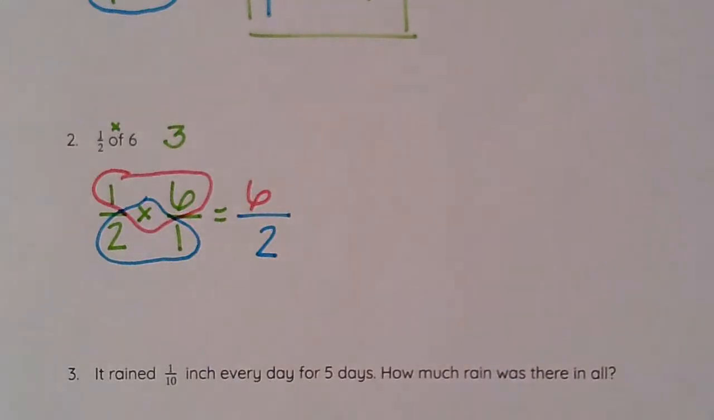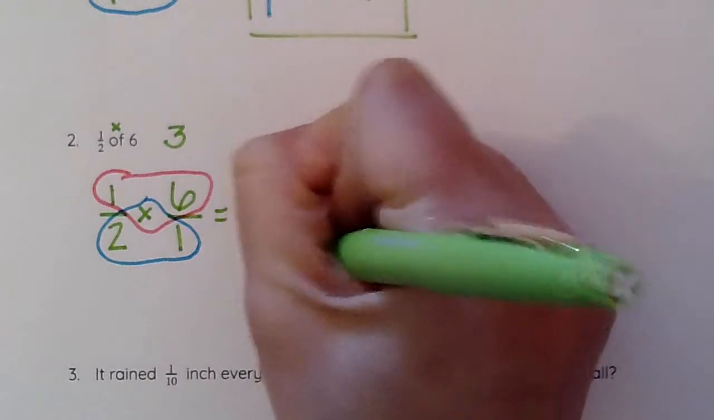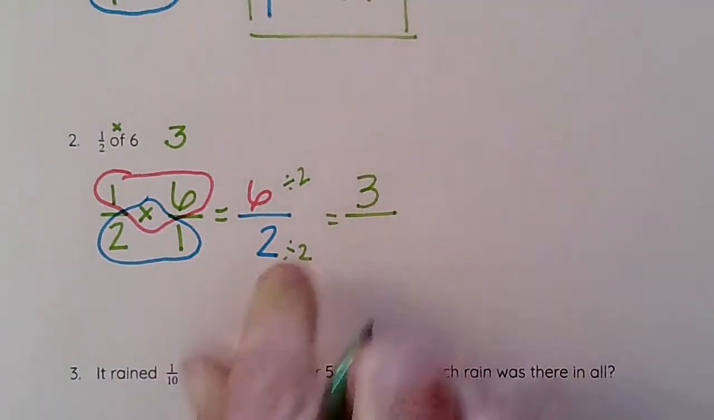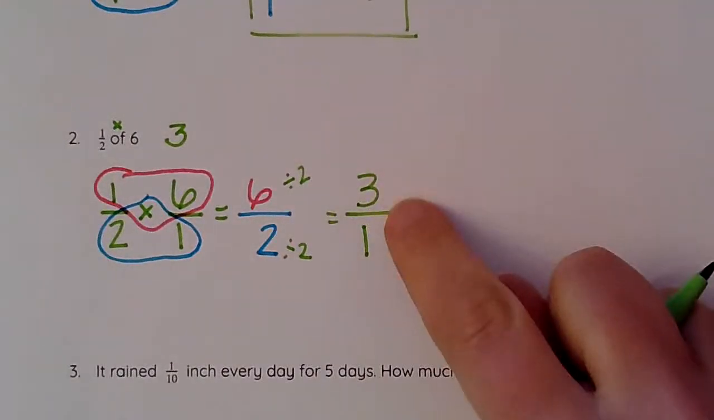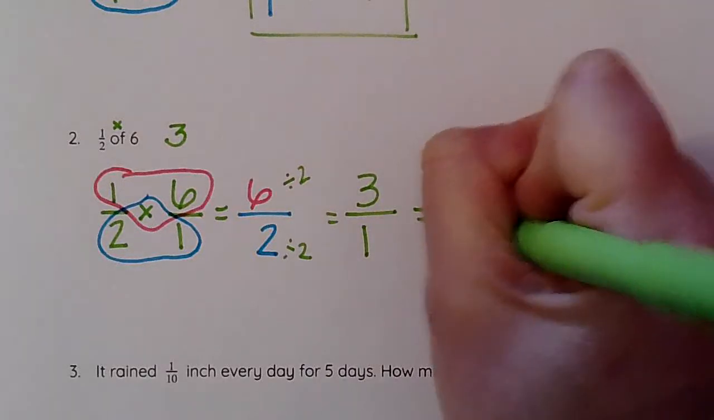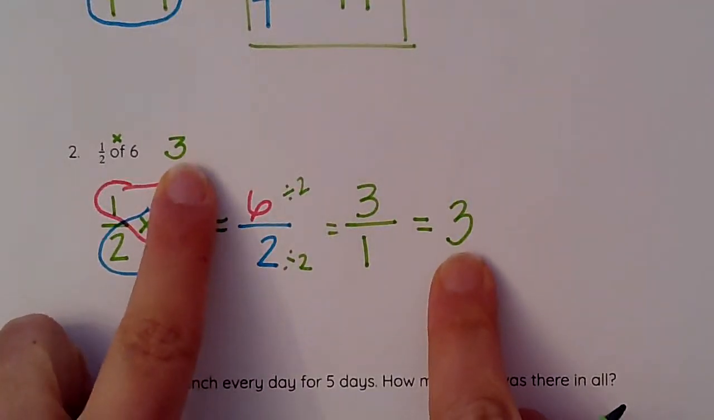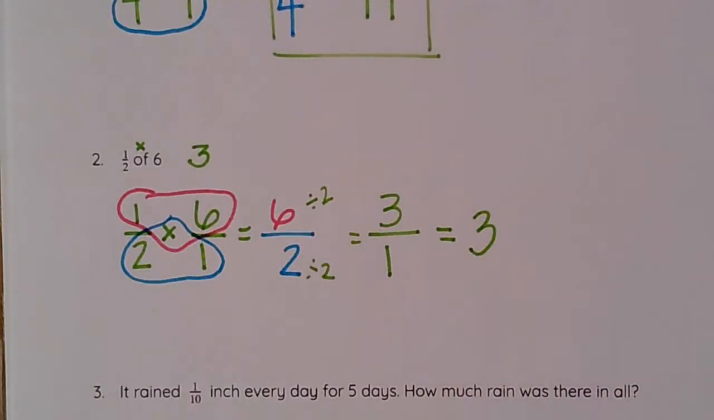I can simplify that by dividing both of those by 2. 6 divided by 2 is 3. 2 divided by 2 is 1, getting me 3 wholes. So I can then drop my 1. There we have it. Half of 6 is 3. We already know that, but here's how we prove it mathematically.